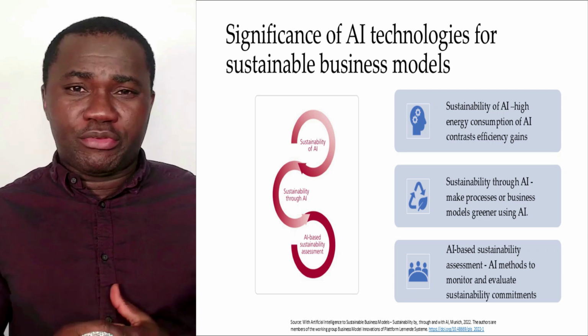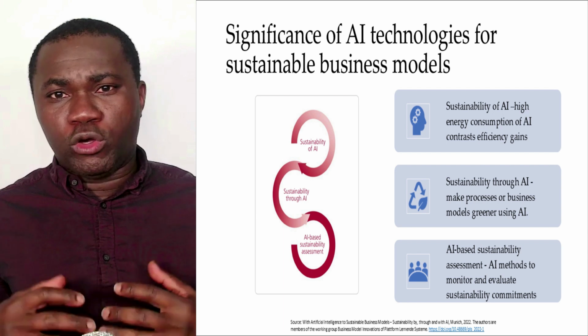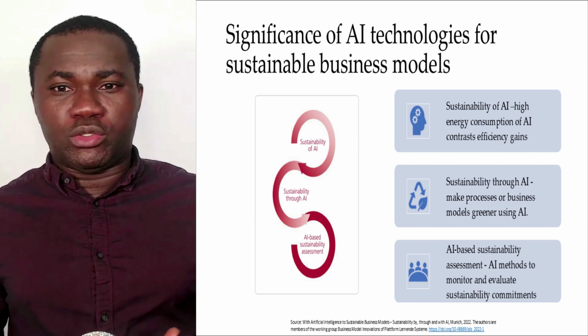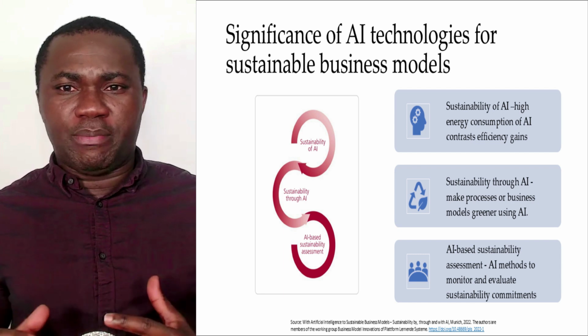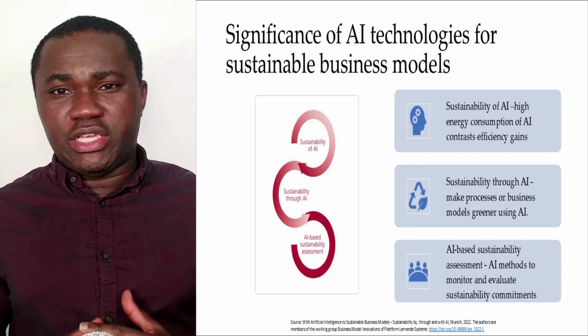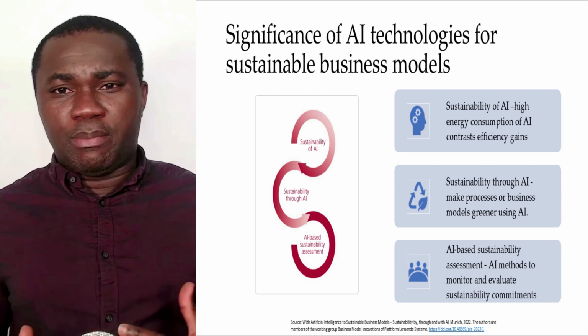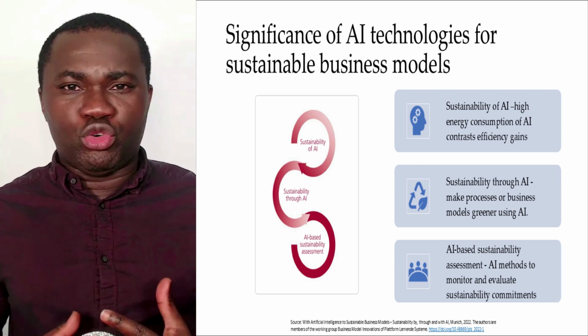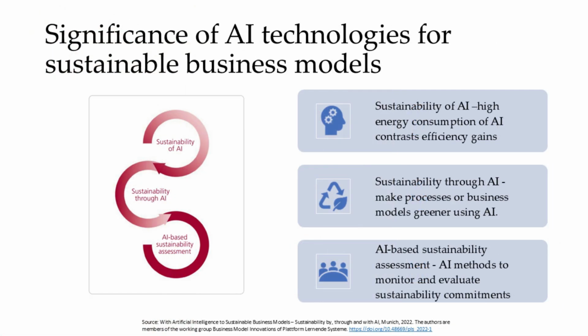So we explore the three significances of the AI technologies for implementing sustainable business models. Then from this source, research by the group in Germany, where they've grouped these significances of AI technologies into first, sustainability of AI, sustainability through AI, and then the AI-based assessment for sustainability.